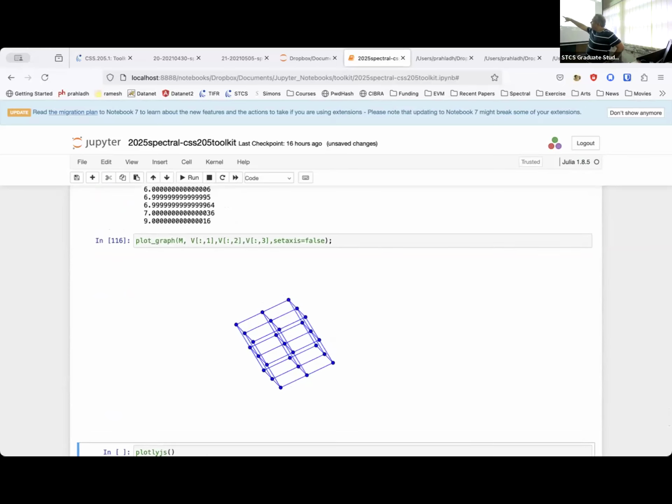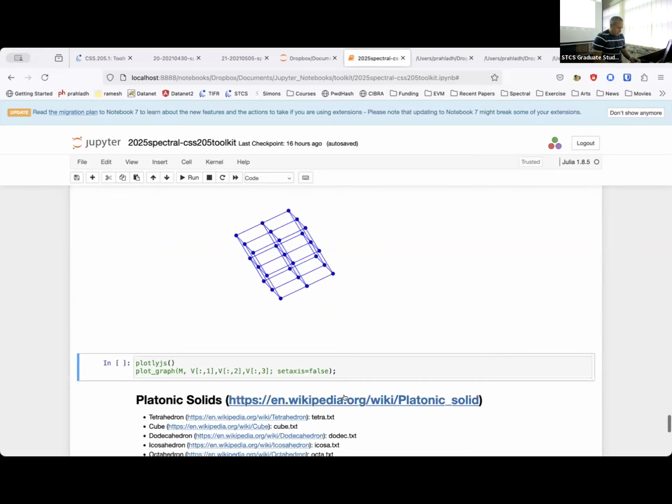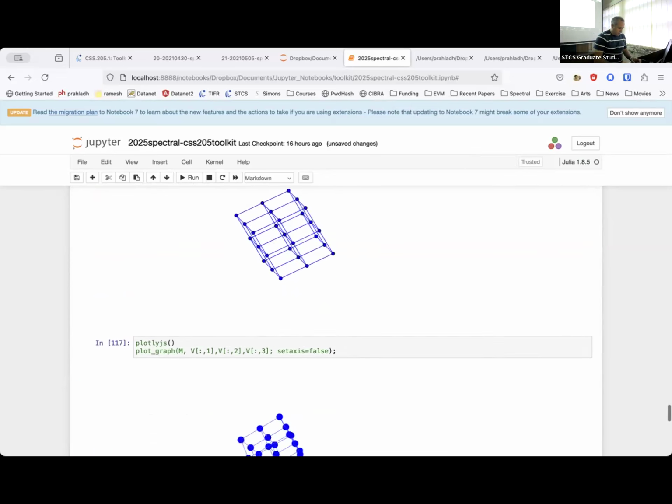I plotted it. Sort of looks like a cube which has been squished. This one. So let's now plot it in 3 dimensions. Let's take the second, third, and fourth eigenvectors. So for every vertex, we get a triple of points and plot this in 3 dimensions. So let us see what that's going to do.